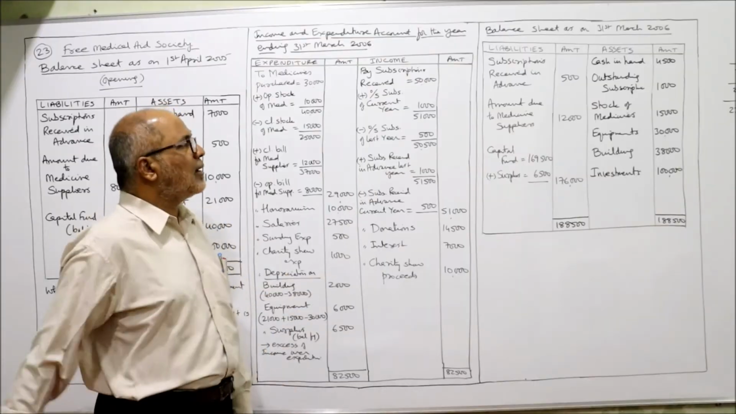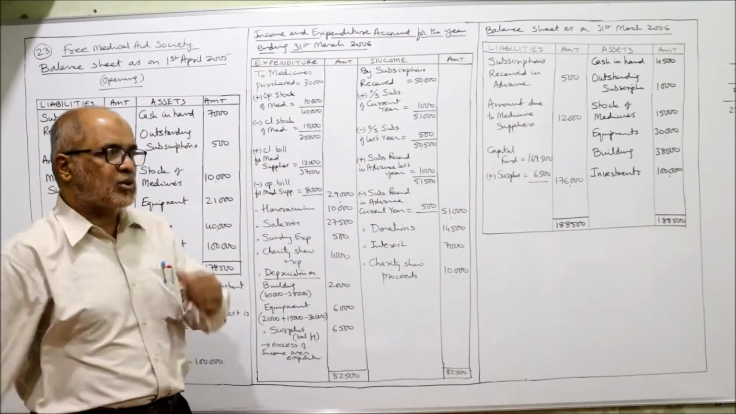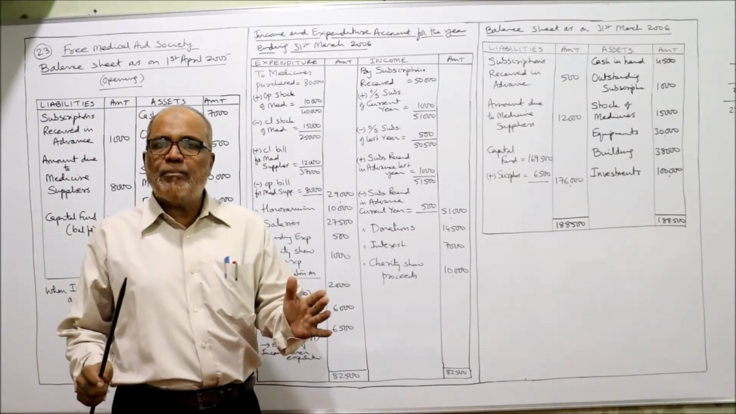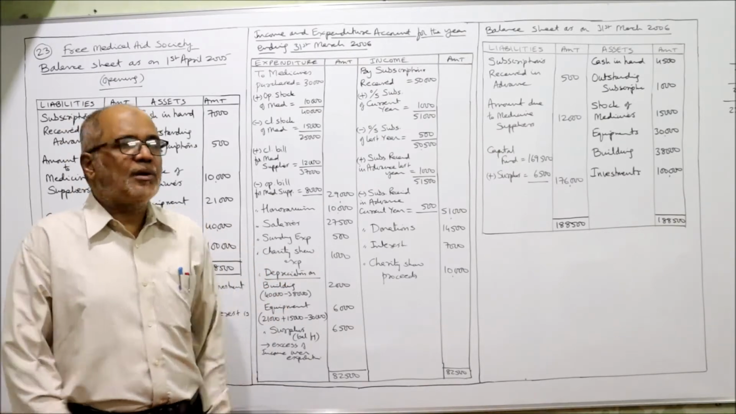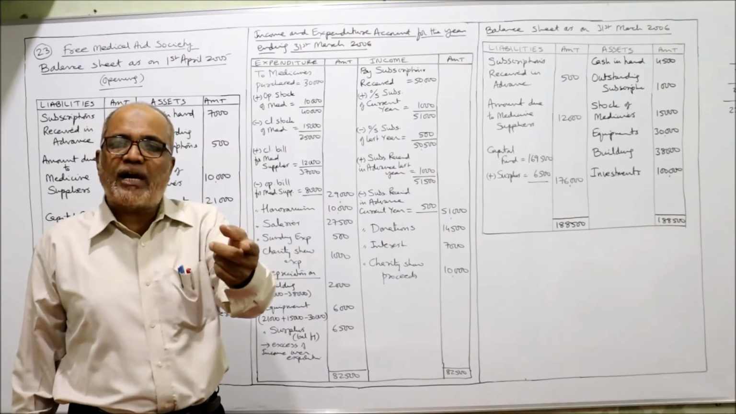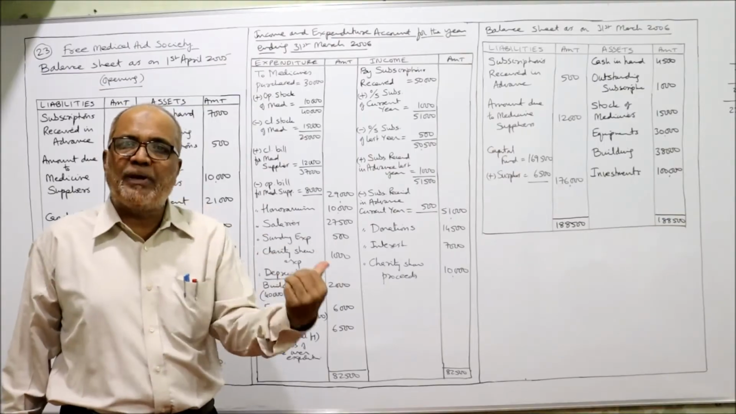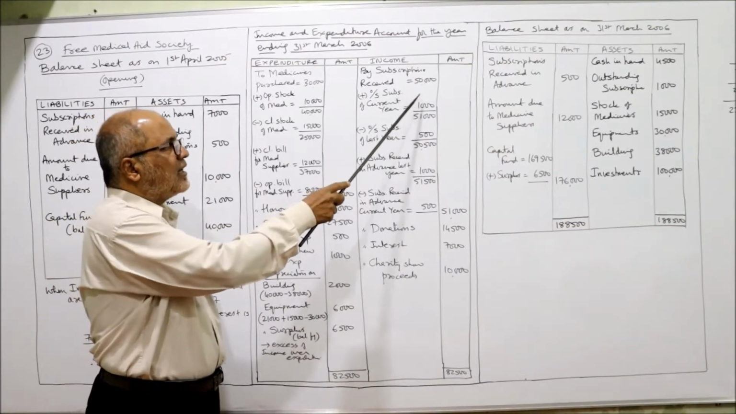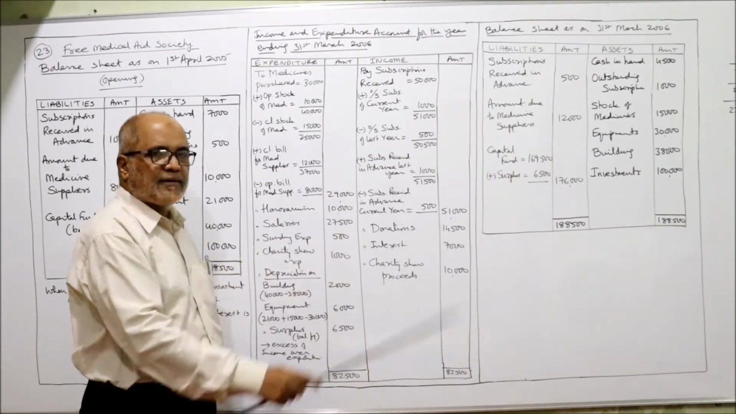Now I am coming to the income and expenditure account for the year ended 31st March 2006. First I am reading out the income side. The main income is subscriptions. So on the receipt side, subscription received is given as 50,000. To this we add outstanding subscription at the end of the year minus outstanding subscription at the beginning of the year. So at the end of the year, how much subscription outstanding? 1,000 added. Minus outstanding subscription last year, 500 deducted.